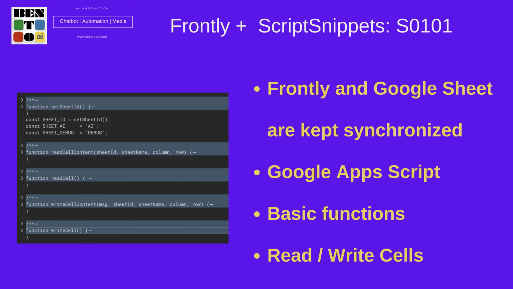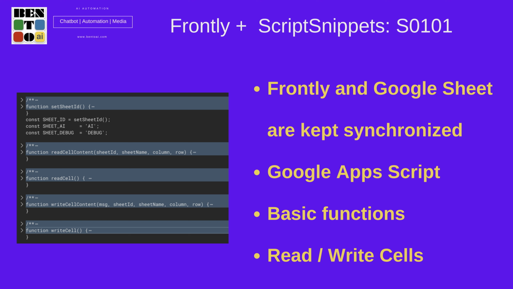Let's wrap up this video. We've been looking at how Frontly and Google Sheets talk to each other with the help of Google Apps Script. We learned how information gets taken from a Google Sheet and used in Frontly, and also how we can put new information or changes back into the sheet. First, we saw how we can pick up details from certain places in the sheet. This helps in getting the exact information we need.